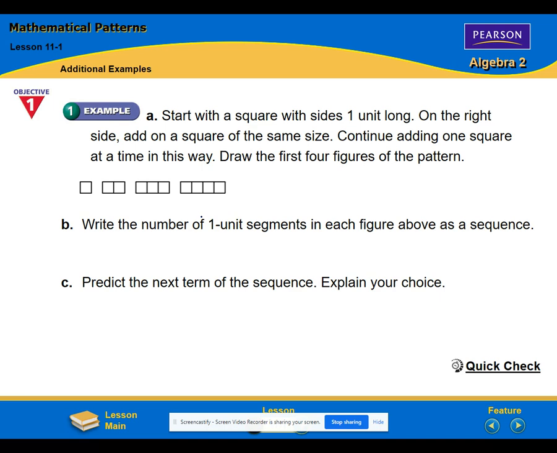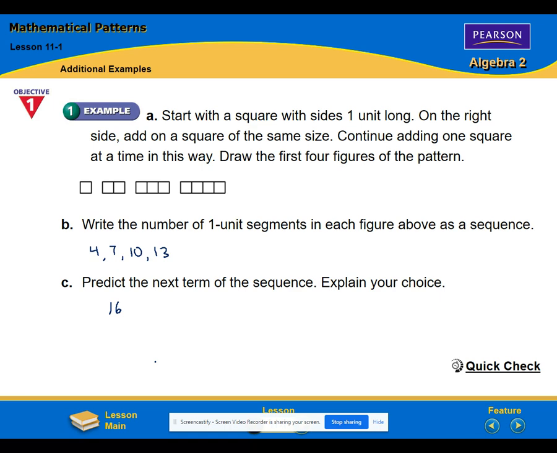It says write the number of 1 unit segments in each figure above as a sequence. Okay, so there were 4 segments. And then there, count them if you need to, there are 7, and then there are 10, and then this one there are 13. Okay? And with that, you could look at this and probably most of you pretty quickly could discern that the next number is going to be 16.